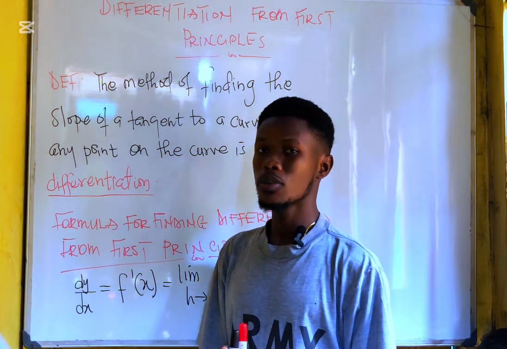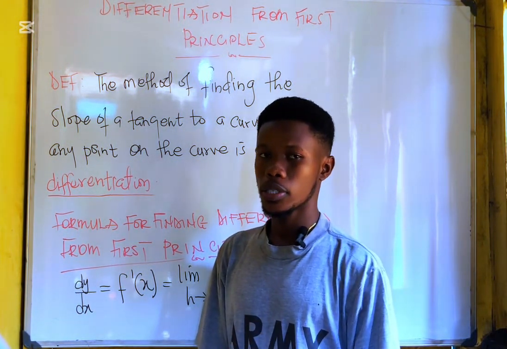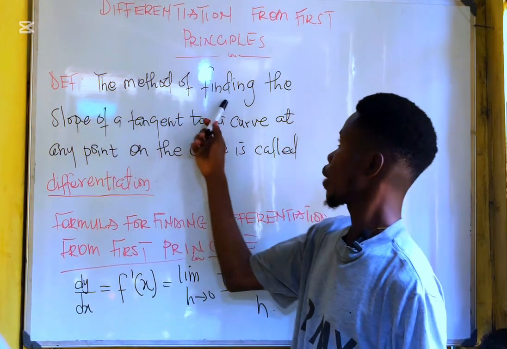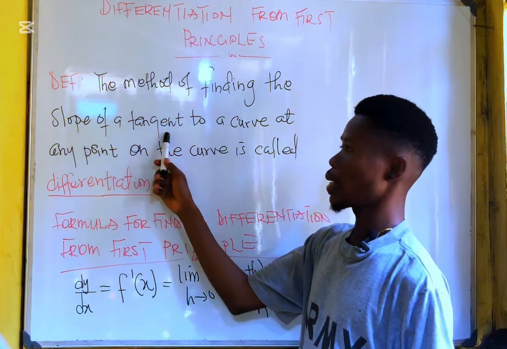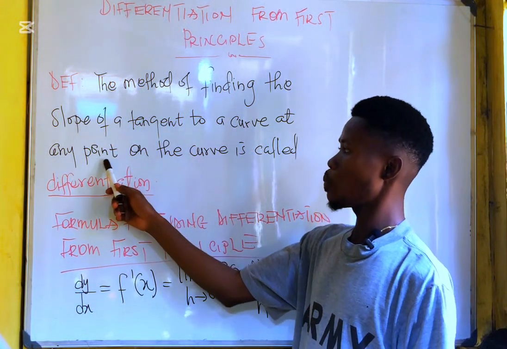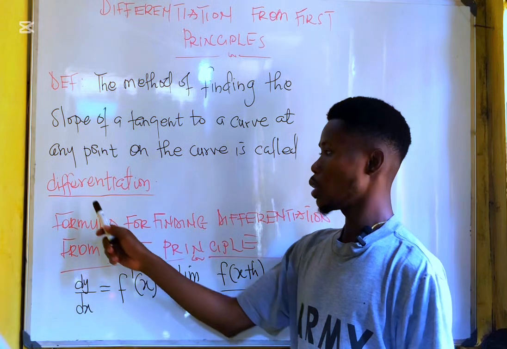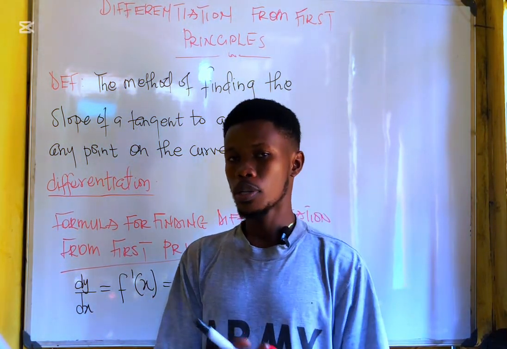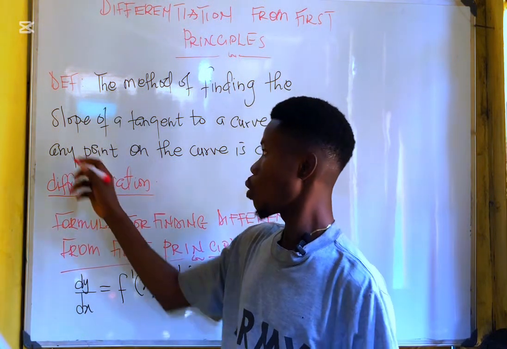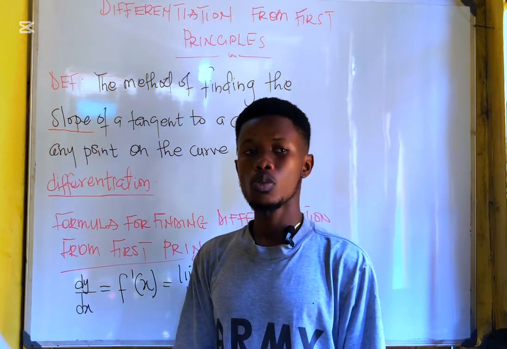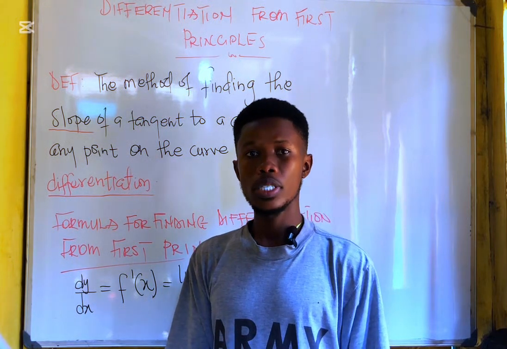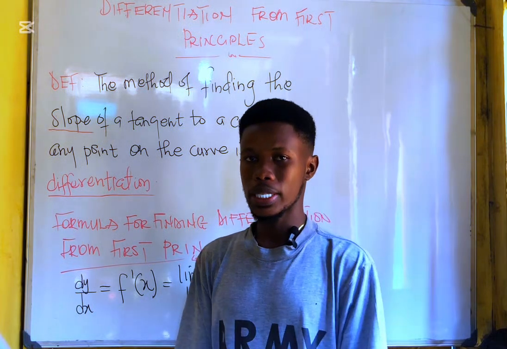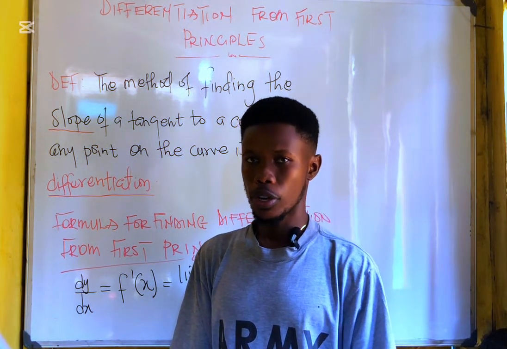But before we look at that one, let's look at the main definition of differentiation. When we say differentiation, what does it mean? The method of finding the slope of a tangent to a curve at any point on the curve is called differentiation. So in other words, it's a method of finding a slope. And when we say a slope, I hope you know what a slope is. We are talking about what? A gradient. So anytime you find a differentiation, the answer you get is the same as what? A gradient or a slope of a point on a tangent. Is that okay? Very good.